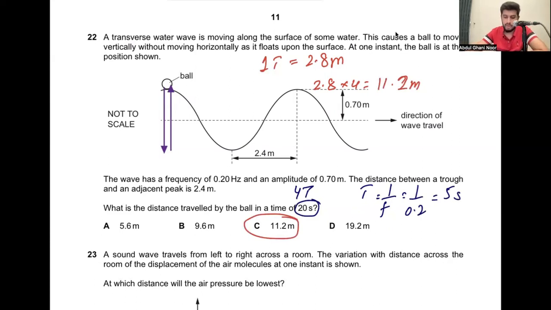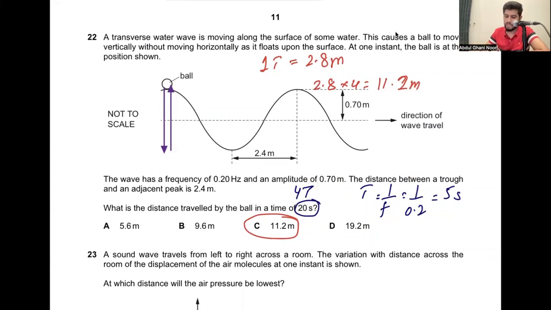Let me go over this again. The first step in this question was figuring out the time period of the wave. We had the frequency. Time period is 1 upon frequency, and that gives you 5 seconds. The second step was figuring out how many time periods is 20 seconds. And if one time period is 5 seconds, 20 seconds is exactly 4 time periods. So we are past that point.